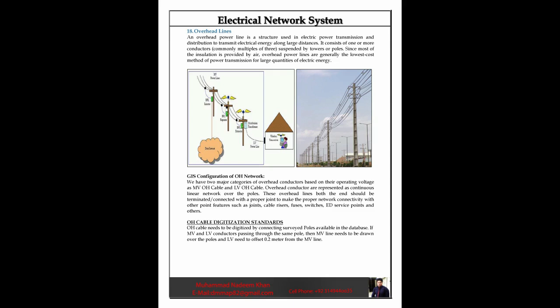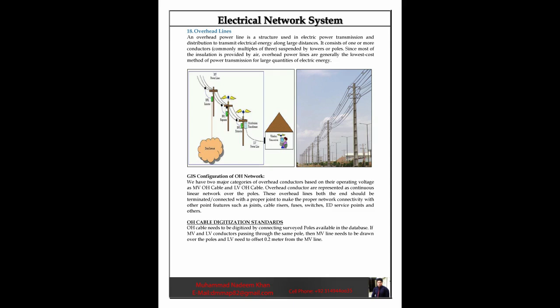GIS configuration of OH network. We have two major categories of overhead conductors based on their operating voltage, as MV OH cable and LV OH cable. Overhead conductors are represented as a continuous linear network over the poles. Both ends of these overhead lines should be terminated/connected with a proper joint to make proper network connectivity with other point features such as joints, cable risers, fuses, switches, ED service points and others.